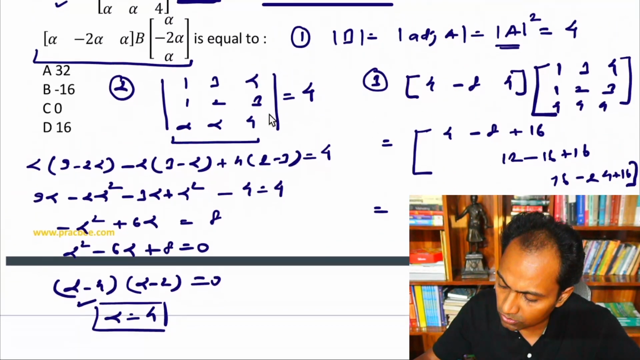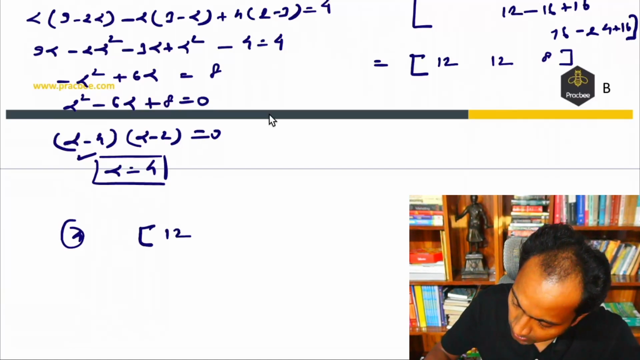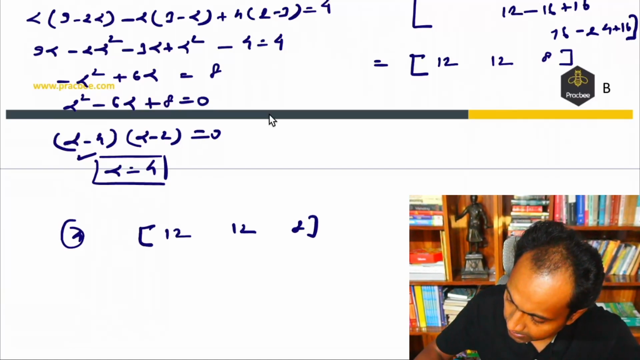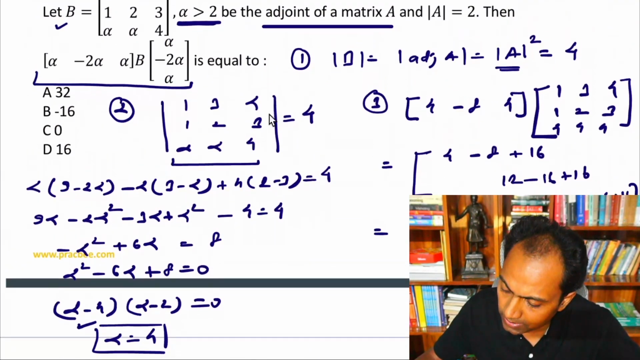Now we will multiply this to the next part. So in the fourth part, let us take this 12 12 8 and multiply it to the remaining part. That comes out to be 4 minus 8 4.